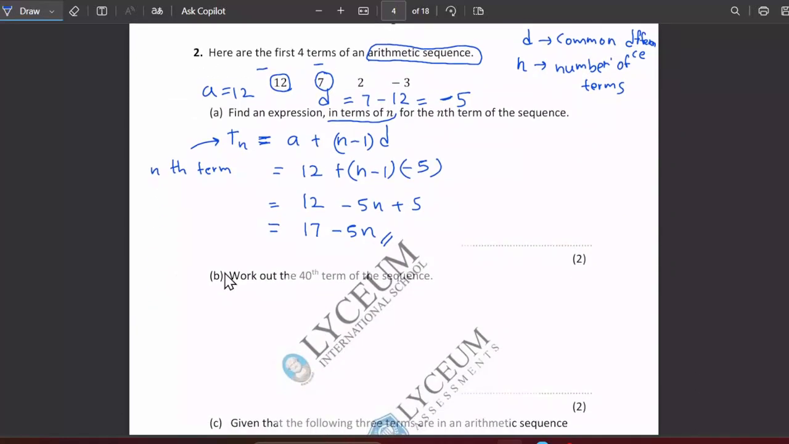Okay, now in the B part, they are asking to work out the 40th term of the sequence. Okay, so T40 is the thing we have to find. So n equals 40. Now, using this equation, we can find the 40th term. In the place of n, we put 40. Then we can get the value.